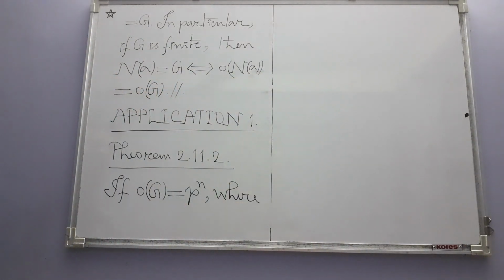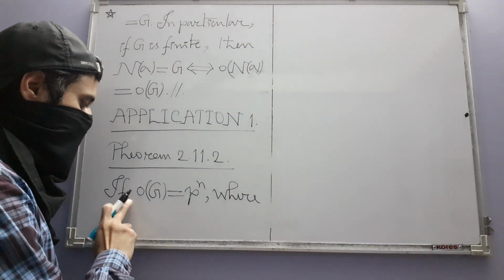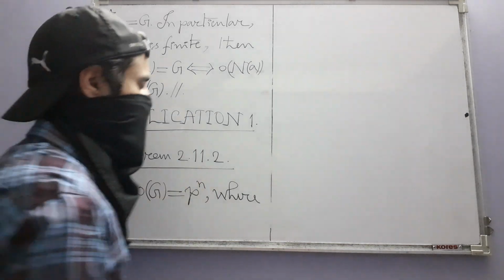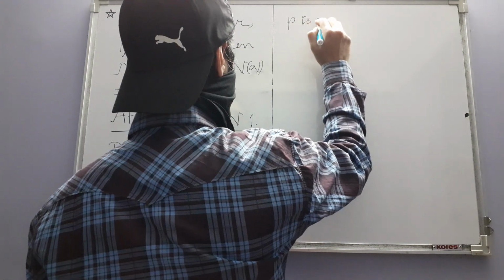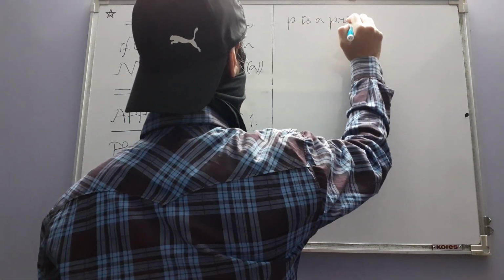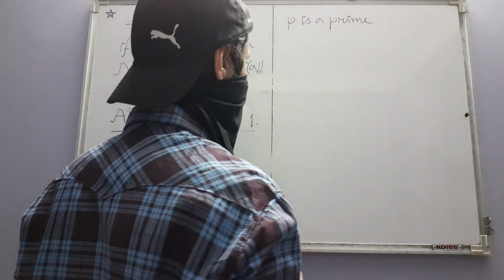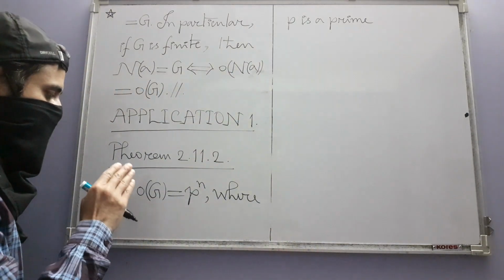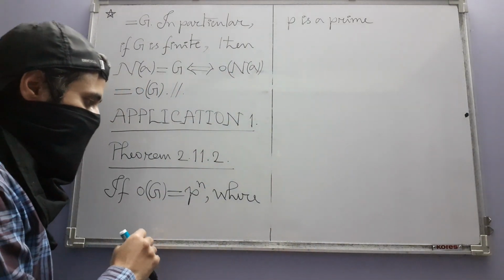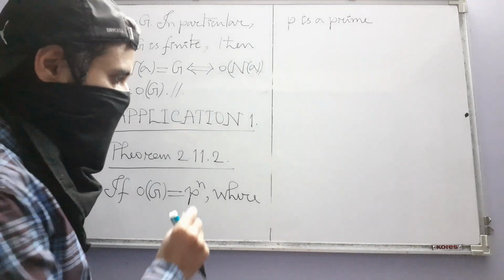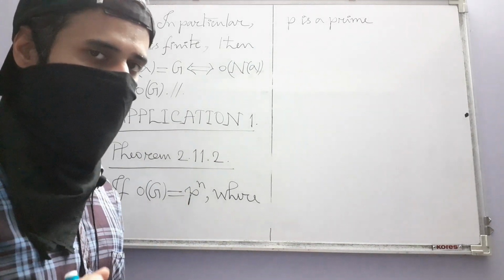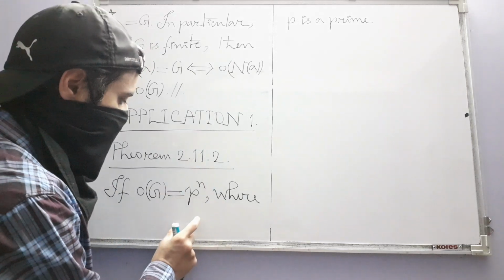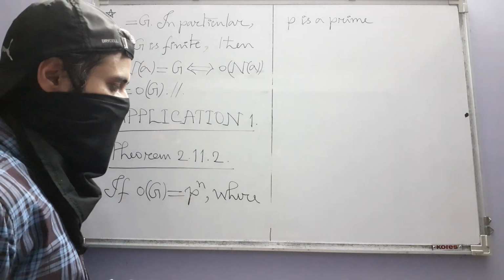You will see what I mean. The author just simply writes, if the order of G is p to the power n, where p is a prime, then the center of G is non-trivial. That means there will be something in the center besides the identity element. The center cannot have order 1.